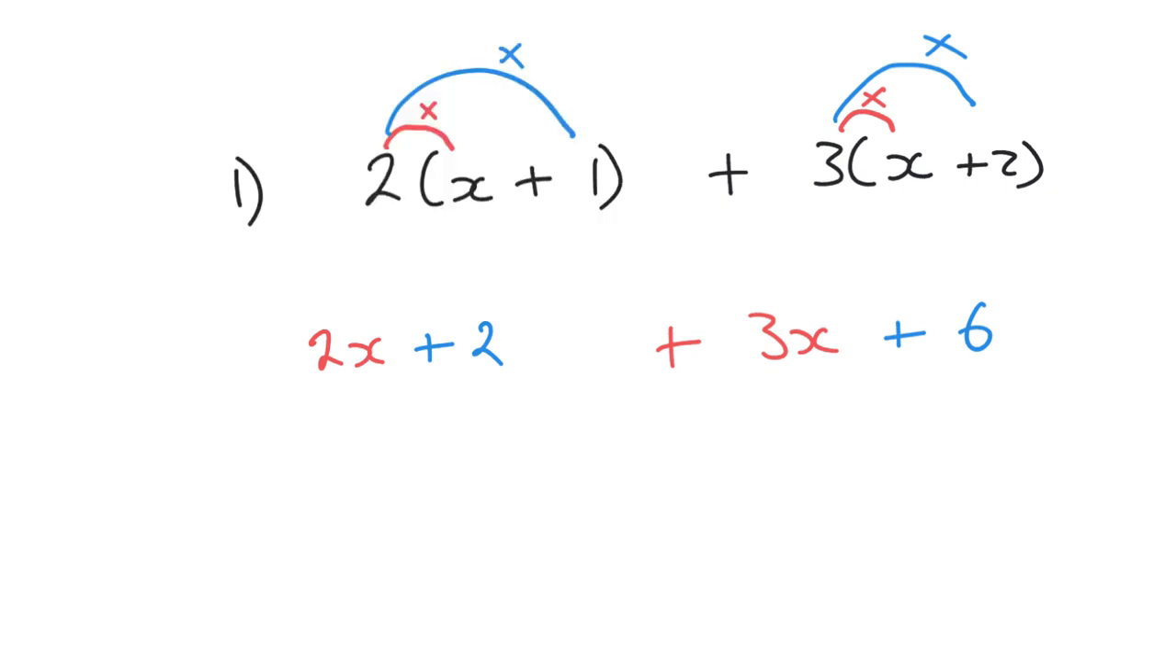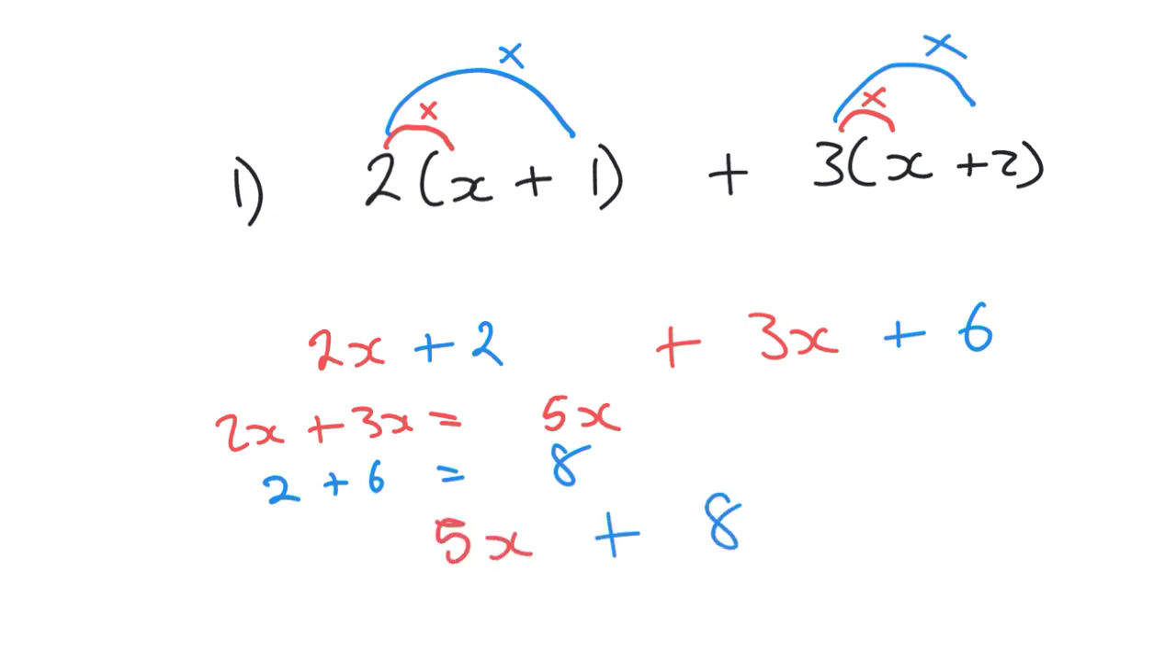Now all we need to do is collect the like terms. I've done it in different colours intentionally so that we can see it nice and easily. We've got 2x plus 3x, which is 5x. And then we've got 2 plus 6, which is 8. So our answer is 5x plus 8. That's the first one. Next one.